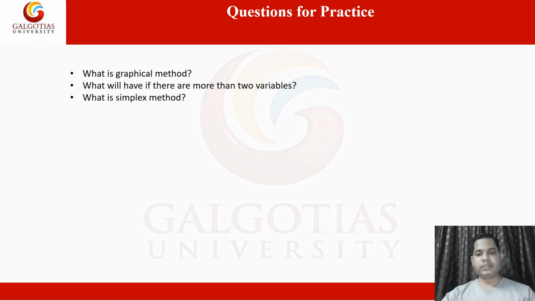And I said that if two variables are there, then we can solve the problem with the graphical method. So the question comes: if there are more than two variables, what will happen? If there are more than two variables, then we can solve the problem with the simplex method. Now the next question is, okay, we have solved the problem by the graphical method, so what is the simplex method? The simplex method can be discussed in later classes. Now this is all about this first class, third class.